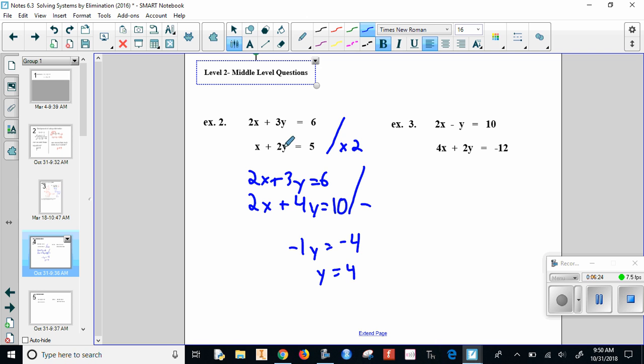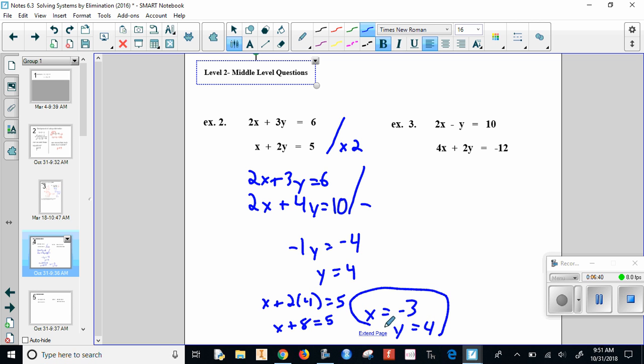Great. I'm going to choose this bottom one because it looks a little easier. So if I have x plus 2 times 4 equals 5, x plus 8 equals 5, subtract both sides, x is going to equal negative 3, when y is going to be equal to 4.